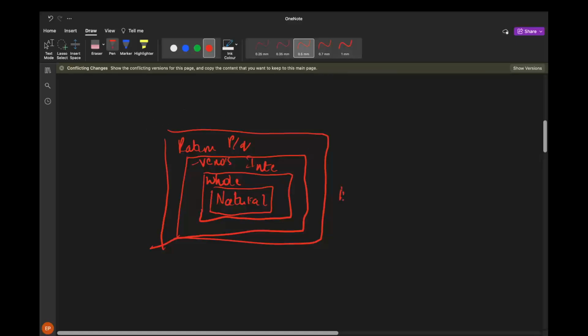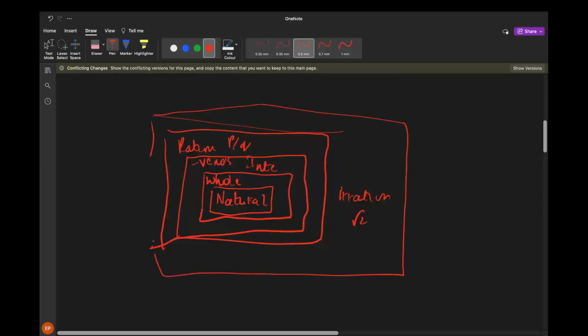Next comes irrational, separate, right? Because it should not be included with this. And if you consider rational plus irrational, it will become real numbers. This is real numbers. Rational plus irrational is called real numbers. This is the hierarchical structure.